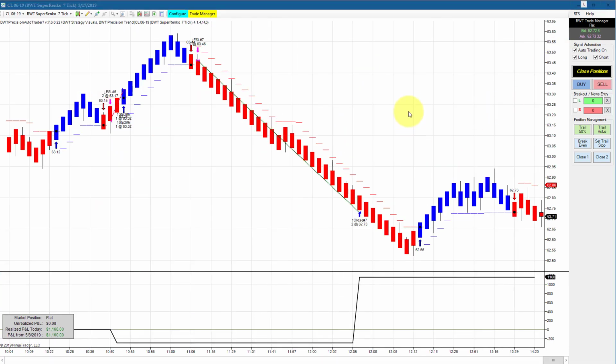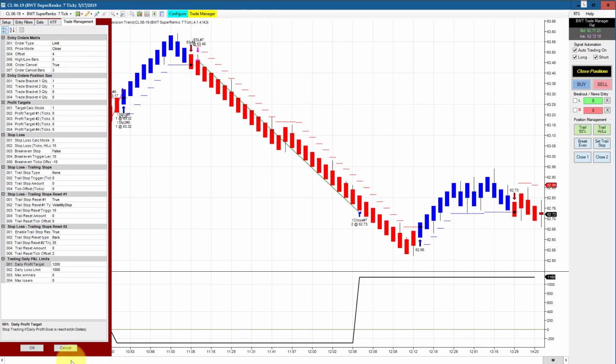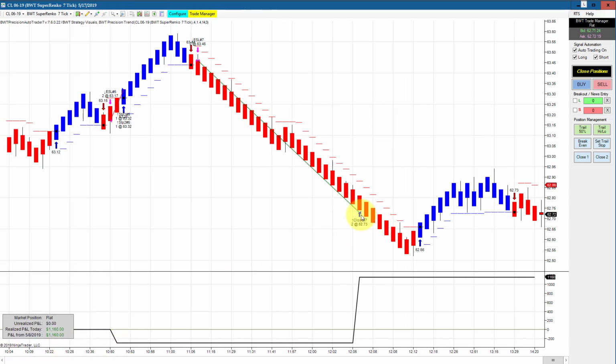Okay, nice going on the crude oil Super Renko 7 tick. It started off with a loser, a minor drawdown of about 125 per contract, or 250, and then came back with this really great short trade here, filled on our limit order. This has a pullback of 4 ticks, and the trade was closed out, both contracts. We went short at 63.46 and covered at 62.73. So that's about 75 ticks or so on 2 contracts.